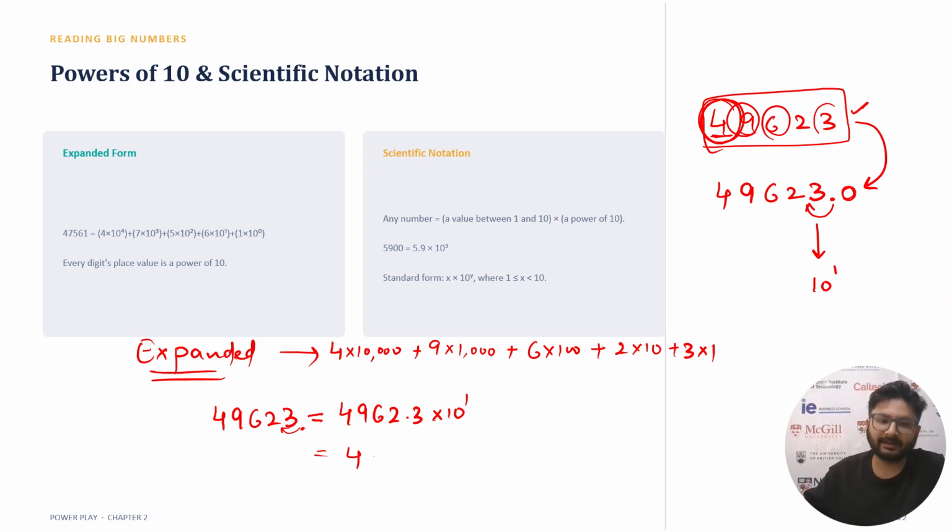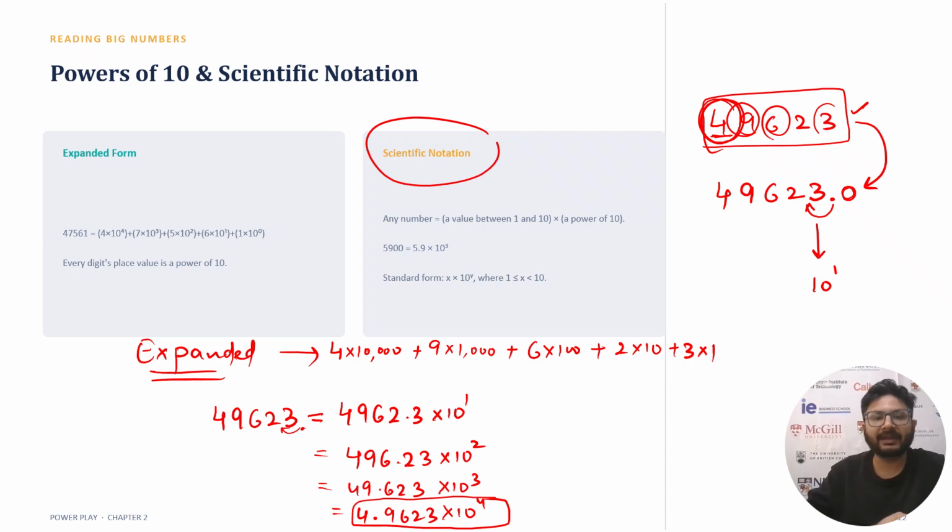This can also be written as 496.23 into 10 to the power 2. Can also be written as 49.623 into 10 to the power 3. Also be written as 4.9623 into 10 to the power 4. This form is called the scientific notation. Scientific notation is basically you convert the number into a format where there is only one digit on the left-hand side of the decimal.